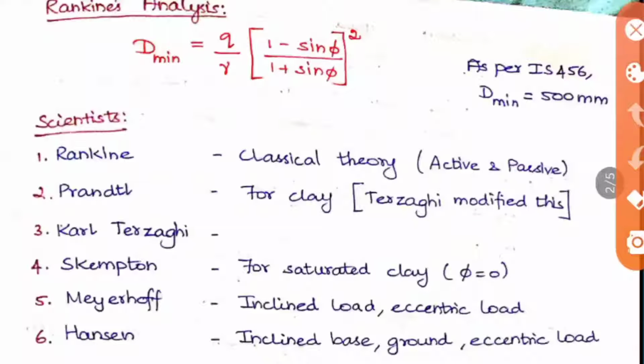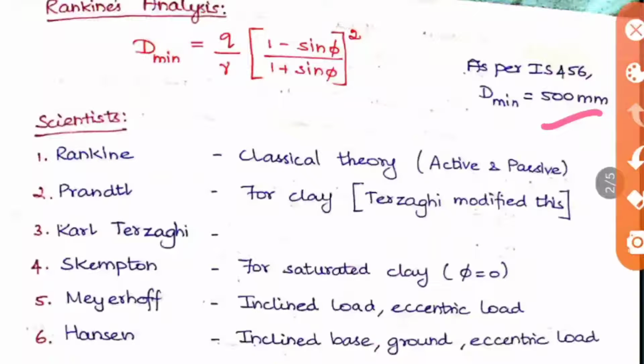In the code, that is IS 456, they have given that the depth of the foundation should be a minimum of 500 mm. This is an important point they have asked many times. And then we will always be seeing some theories which are used for studying. In earth pressure, in stability of slopes, everything, they have used some theories.